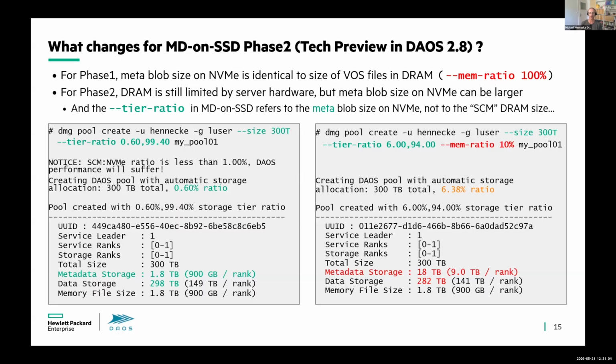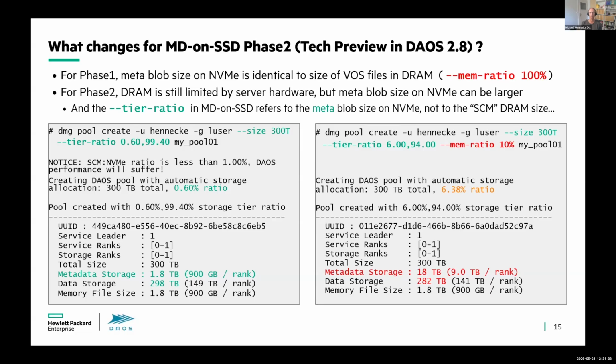And to go to the default that we have in the system right now, I just do the same command on the right-hand side, specifying the default tier ratio of 6% and 94%, and then cut down the DRAM capacity to 1/10 of that. So we essentially have the same allocation in physical media. The way the option works right now is the opposite of what I would naively think it is. Essentially, the mem ratio tells us how much smaller the DRAM is relative to the metadata blob.